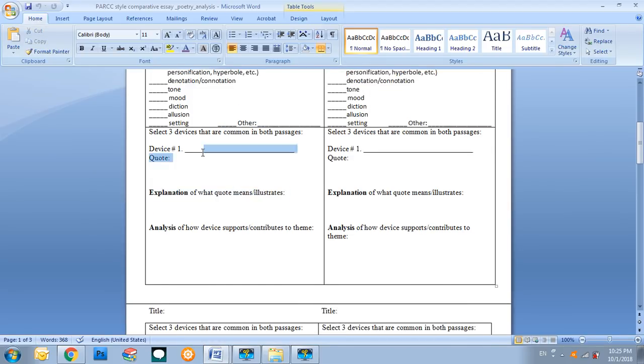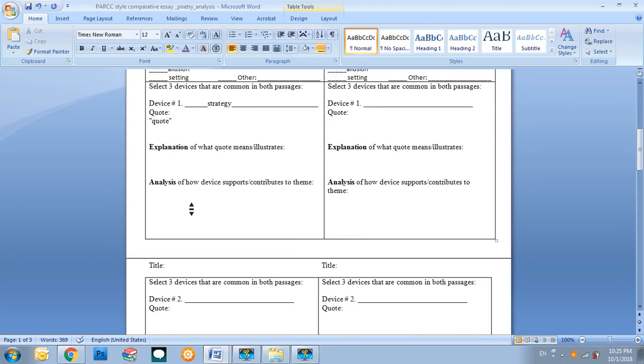Then, just like in the single text literary analysis, you would write the strategy or device. Device is the exact same thing as strategy here. You would write the quote in quotation marks here. So just like we would last time, right? And then you would explain the quote. What does it mean? What does it illustrate? And then you would analyze that how piece.